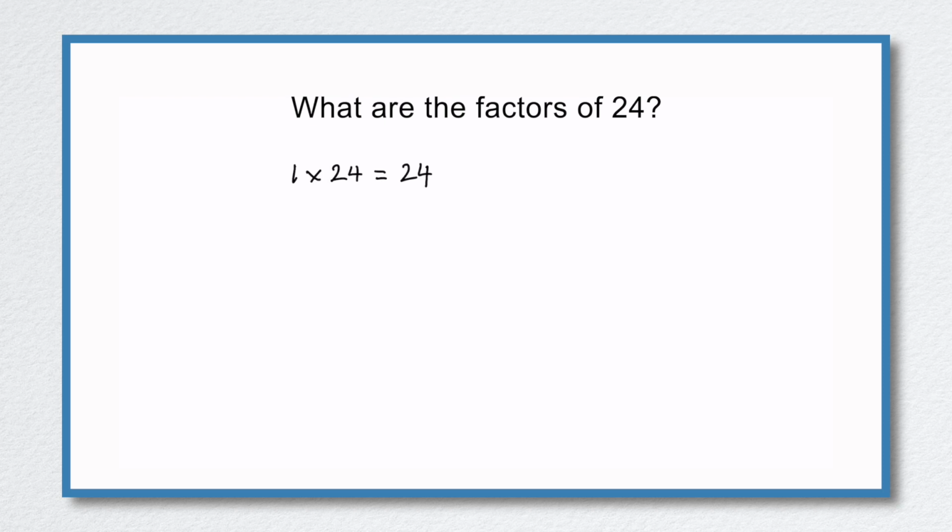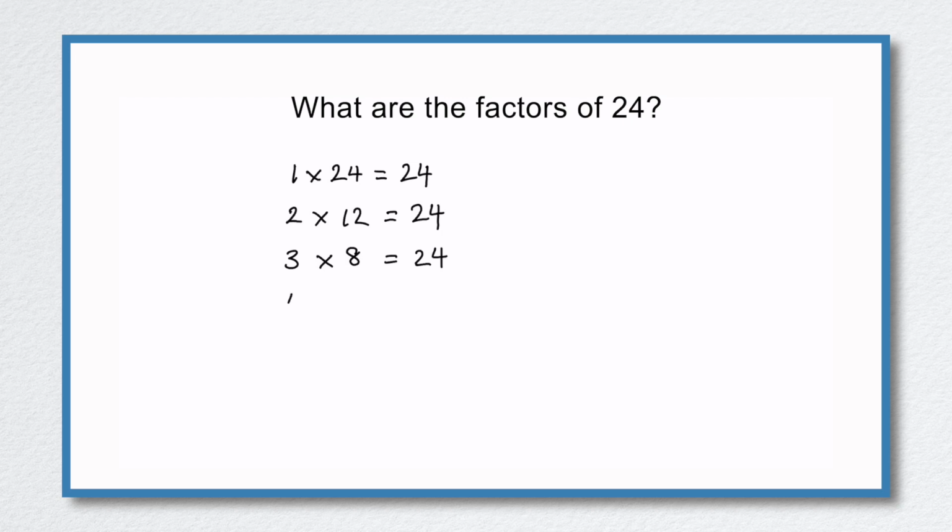Well, let's look at the number 2. 2 must be a factor of 24 because 24 is an even number. Well, 2 goes into 24 12 times. 2 multiplied by 12 is equal to 24. Therefore, 2 and 12 are factors of 24. Moving on to the number 3. Well, I happen to know that 3 multiplied by 8 is equal to 24. So 3 and 8 are also factors.